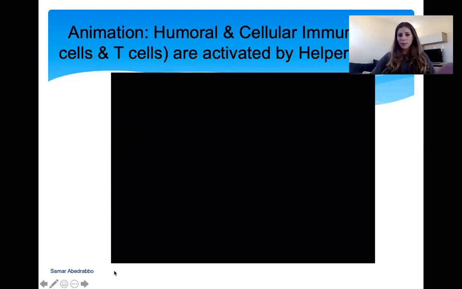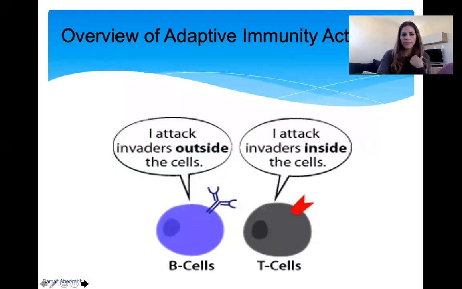So again, to summarize, nothing is turned on until helper T cells are themselves turned on or activated. They're activated by an antigen presenting cell. An antigen presenting cell is a cell that took up a pathogen or the antigen and presented pieces of the pathogen on its surface. And then there are the activated helper T cells. Helper T cells will go on to either activate B cells in humoral immunity or cytotoxic T cells in cellular immunity. And we're going to talk about the details of these.